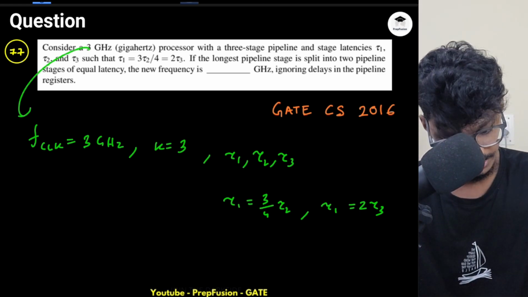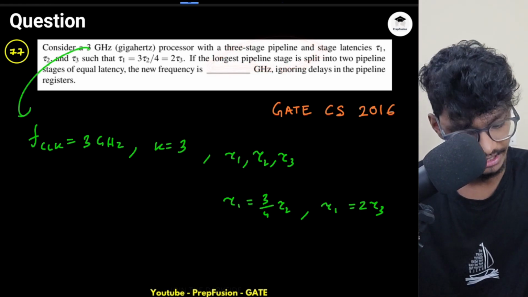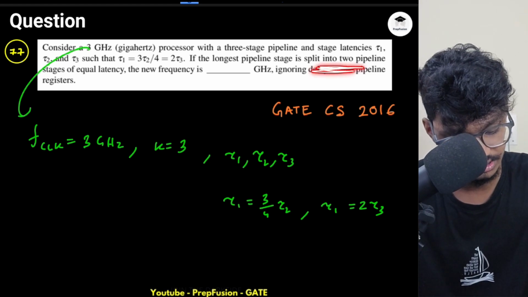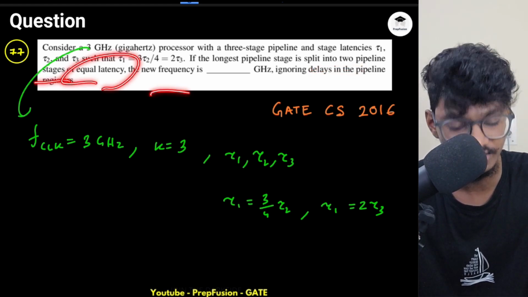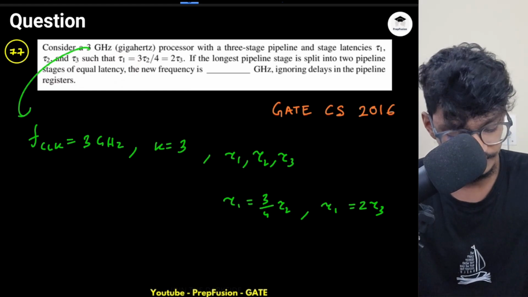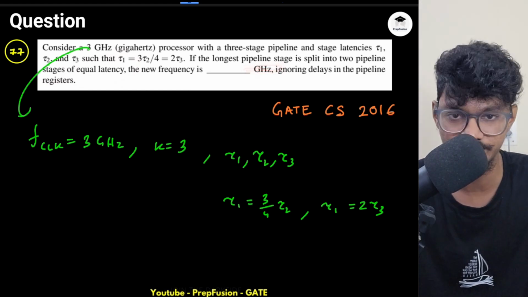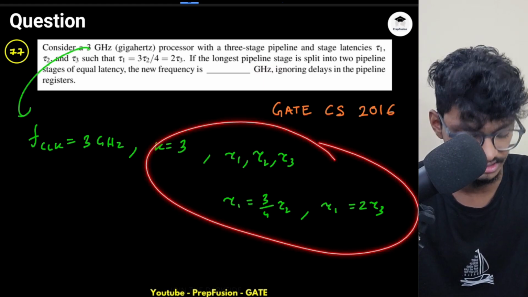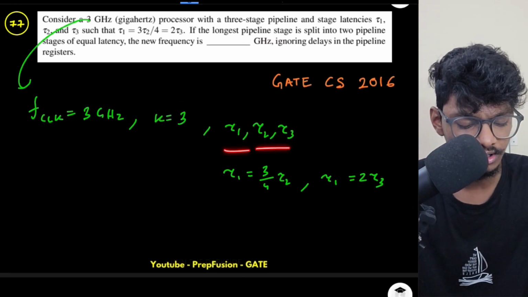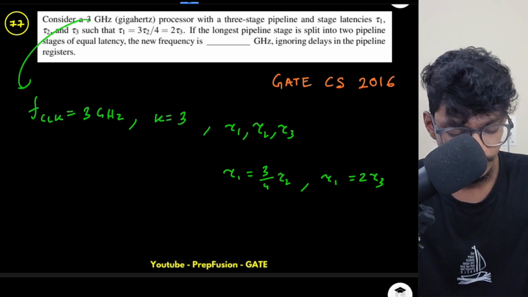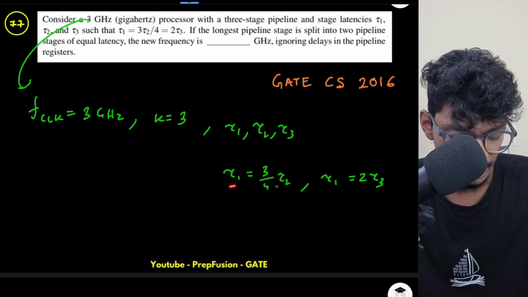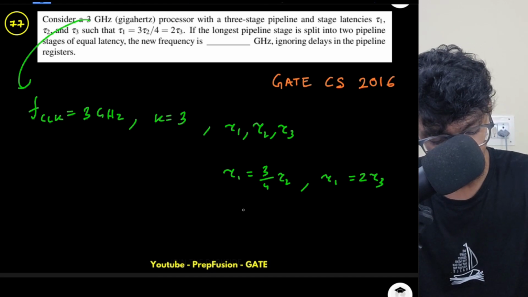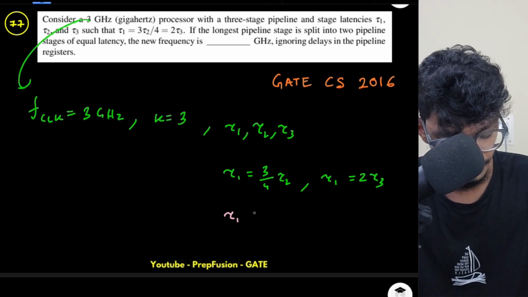Now, what are they asking? If the longest pipeline stage, and I don't know which is the longest out of tau 1, tau 2 or tau 3, is split into 2 pipeline stages of equal latency, the new frequency will be? So first, I have to identify the longest pipeline stage. Okay, that is my first task. How do I find out the longest pipeline stage? I have tau 1, tau 2 and tau 3, and they are related here, right? It is telling me that tau 1 is 3/4 of tau 2. So obviously my tau 1 will be less than tau 2.